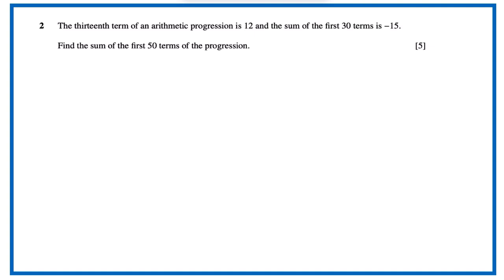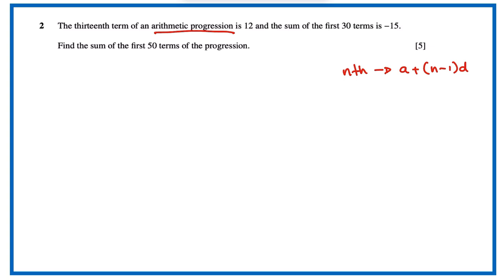In this case, the question tells us it's an arithmetic progression. So we know the two formulas that we need to remember, the nth term and the sum of n terms formula. So let's write them down. The nth term formula is a plus n minus 1 times d, where a is the first term and d is the common difference.